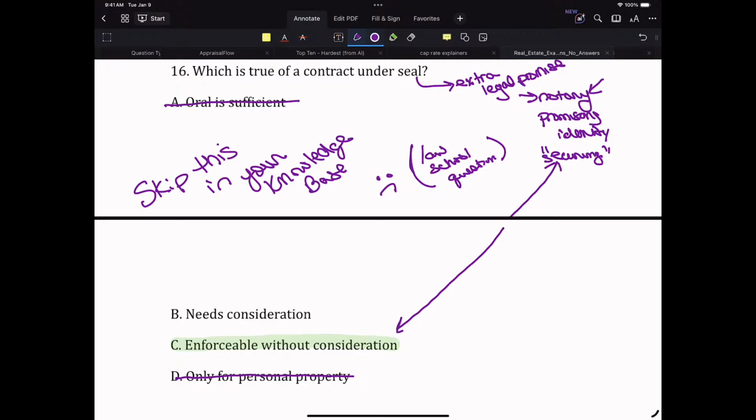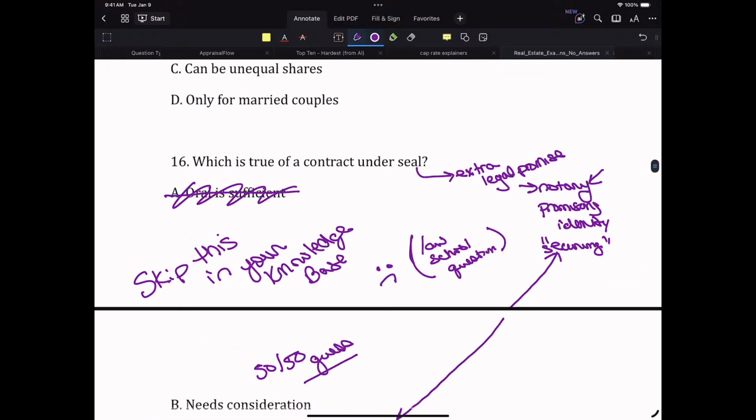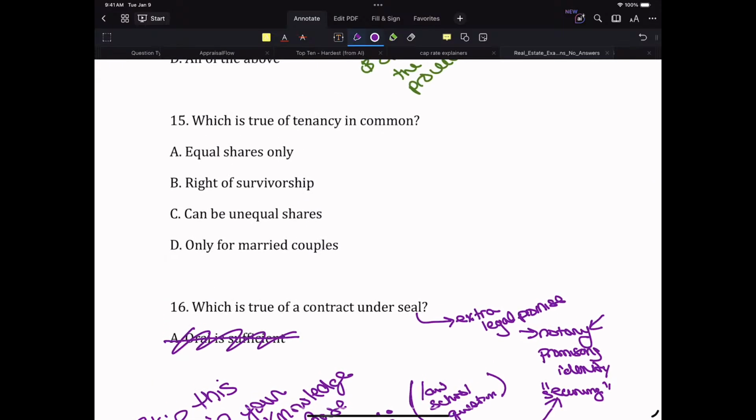Now, let me see what they say the answer is. Oh, good. I'm a good guesser. They did say the answer is C, but guys, that was a 50-50 guess for me. I just happened to guess right, but I will say that being able to eliminate two made it easier to guess it correctly.